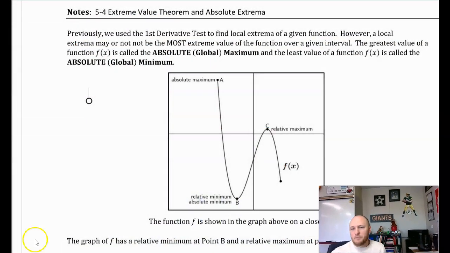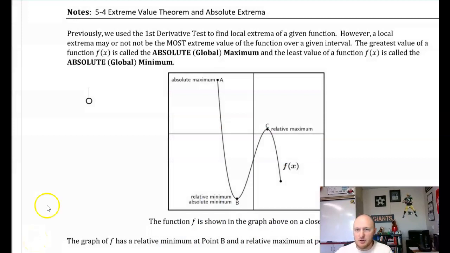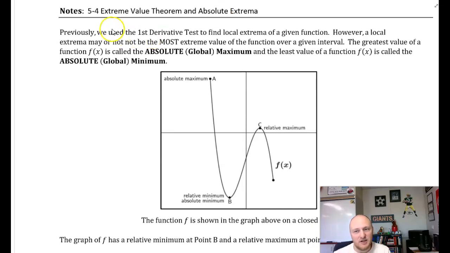Previously we have used the first derivative test in order to find local extrema of a given function. However, local extrema may or may not be the most extreme value of a function over a given interval. The greatest value of a function, f of x, is called an absolute, or sometimes a global maximum. And the least value of a function is called the absolute or global minimum value.